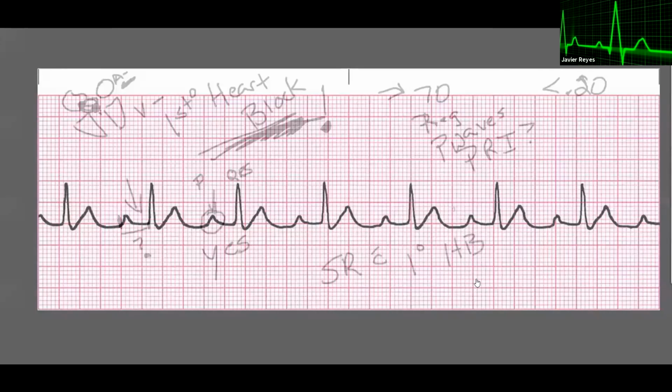And that is how you determine the first degree heart block. It is just an extended length. You can see it here to here. It's greater than one big block. So that means that it is a first degree heart block. And that's how you name it.